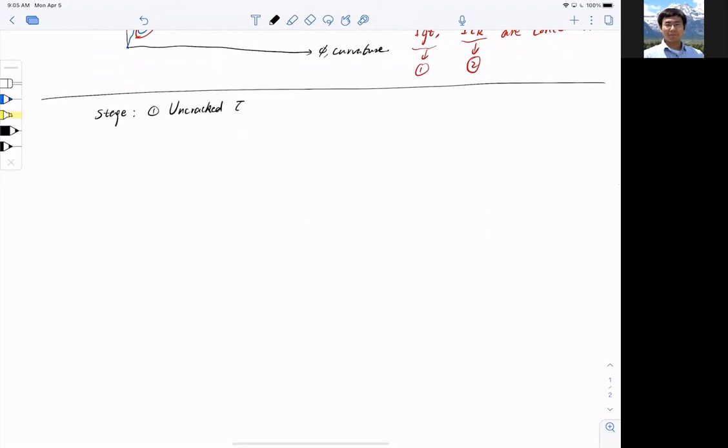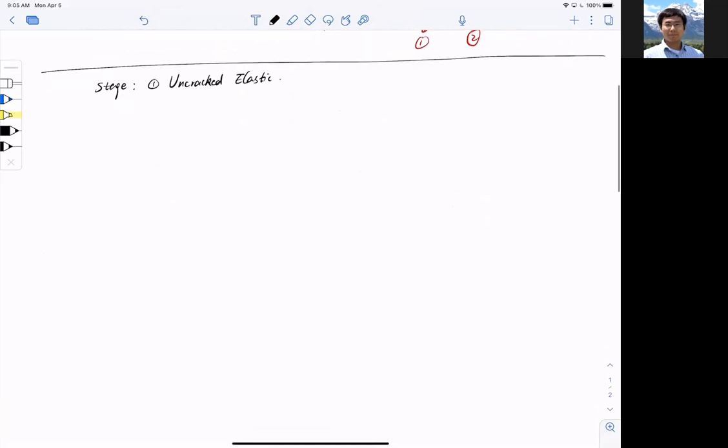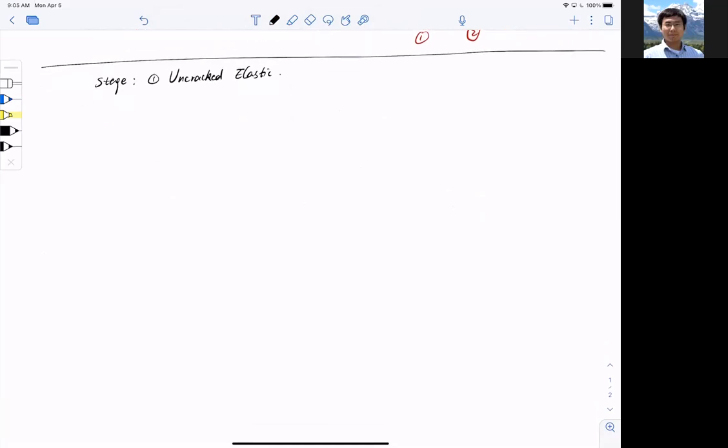Uncracked elastic. Meaning the section will not have cracks in it. The concrete will not have cracks in it. But the whole section remains elastic, right? The whole section remains elastic.